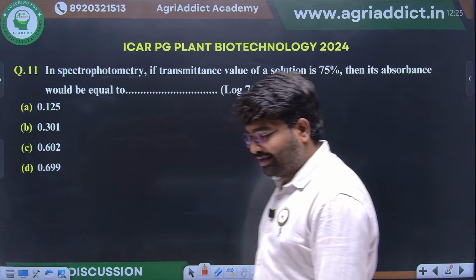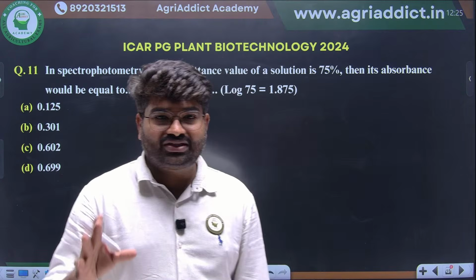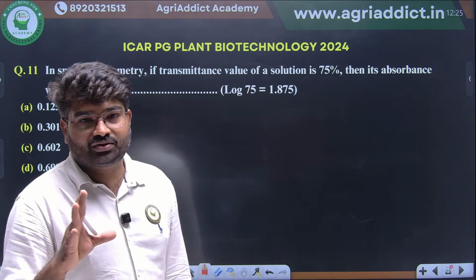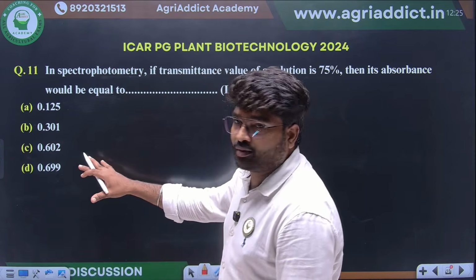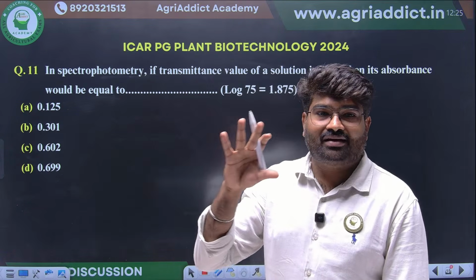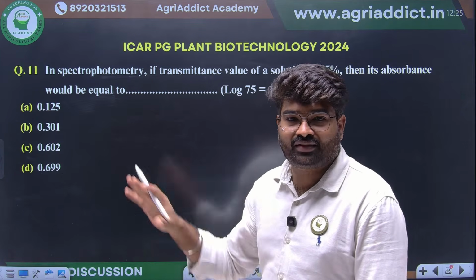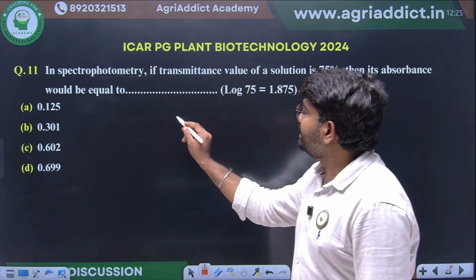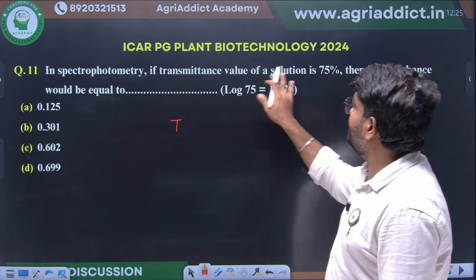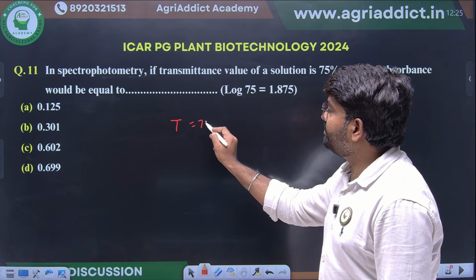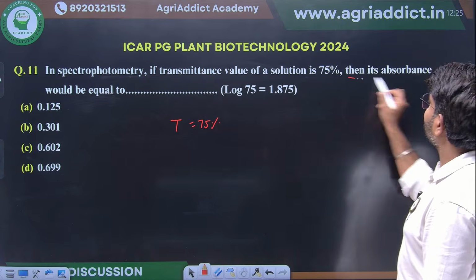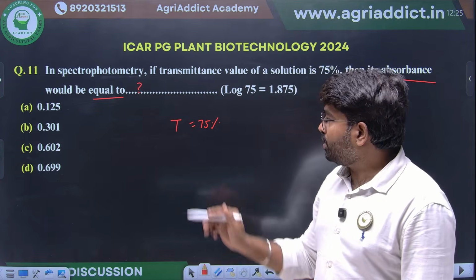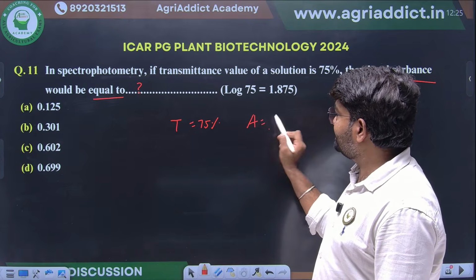Another important thing: from techniques in biochemistry, they have asked only problem questions, only mathematical questions. Listen to the question properly. We discussed this in last year's question paper, the 2025 paper itself. In spectrophotometry, if the transmittance value of a solution is 75%, then what will its absorbance be?